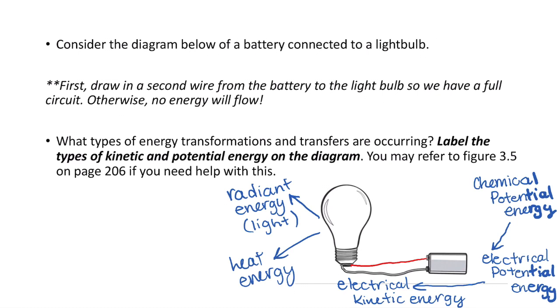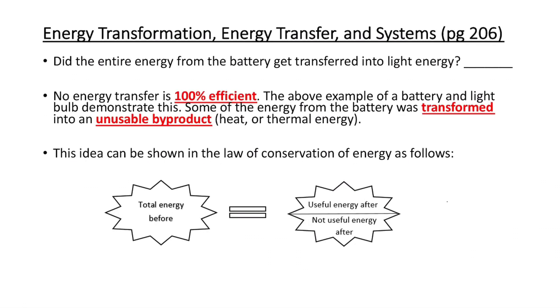Okay, so you can finish this off, in reference to page 206. The goal of the battery in our previous example is to create light energy. But as we noticed, not all of this energy gets converted to light. Some heat energy is produced as well. So did the energy from the battery get transferred to light energy, referring to all of it? The answer to that is no. We had some heat energy, which is thermal.